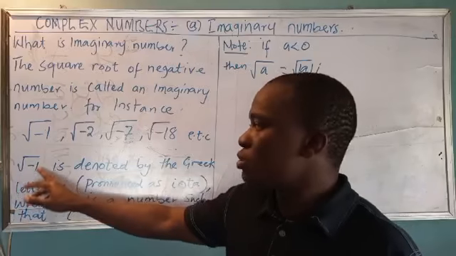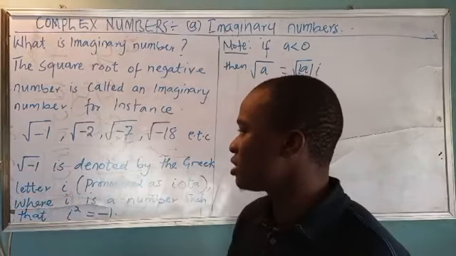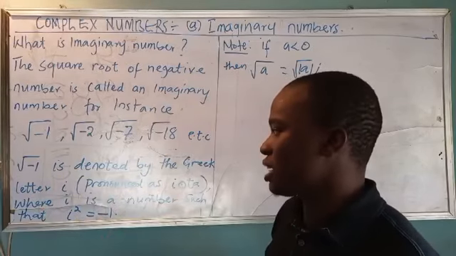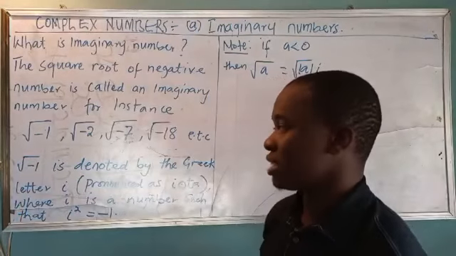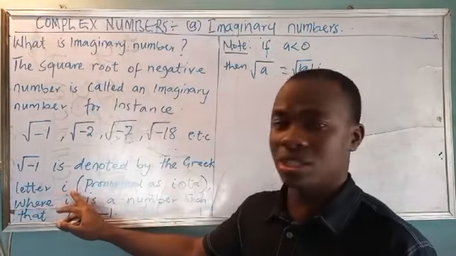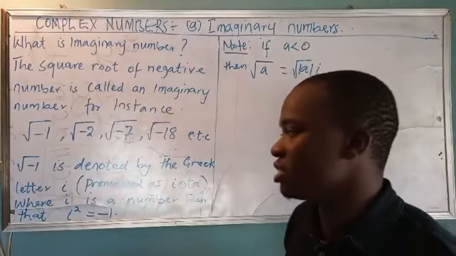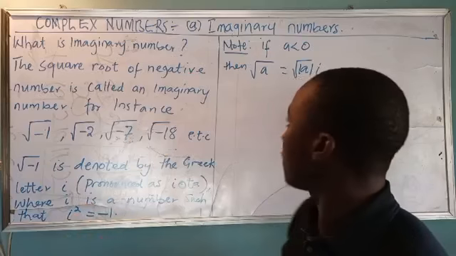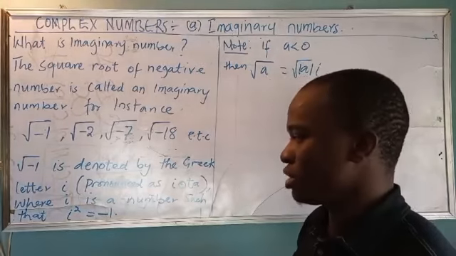So now look at this. Root of -1 is denoted by the Greek letter I, which we pronounce as iota. That is, if you see -1 under the square root, it is denoted by the Greek letter I, and that I is pronounced as iota, where I is a number such that I squared equals -1.